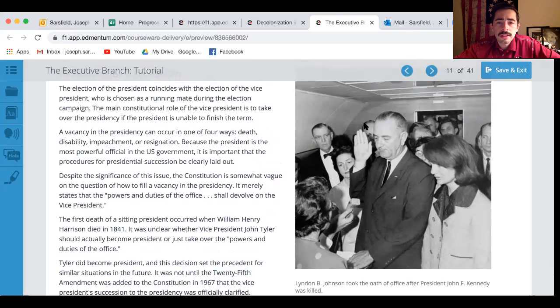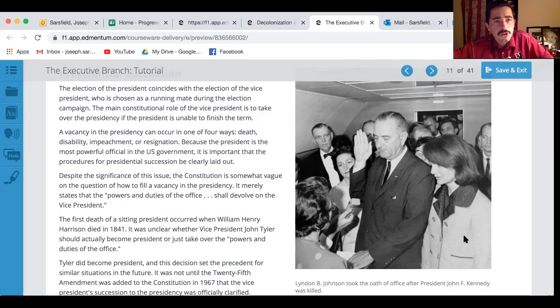President LBJ, Lyndon Baines Johnson is here. He's shown taking the oath of office on the presidential Air Force One, the presidential jet, in Dallas. This is after JFK's body has just been loaded onto the plane. As you can see, Jackie Kennedy is right here next to LBJ. She's still wearing the pink dress that she has on, but it's blood stained.